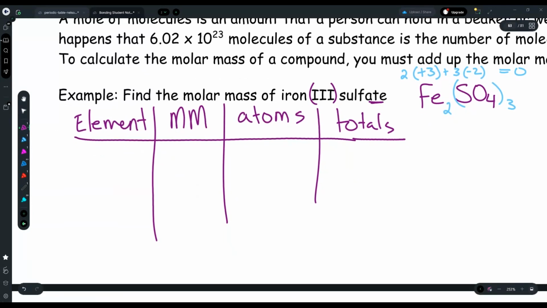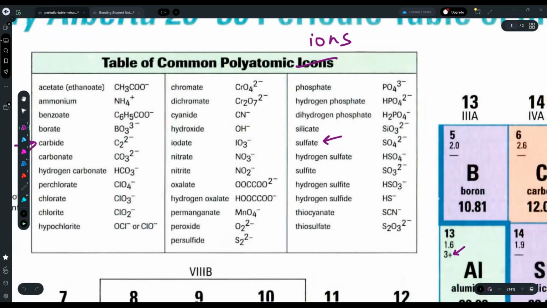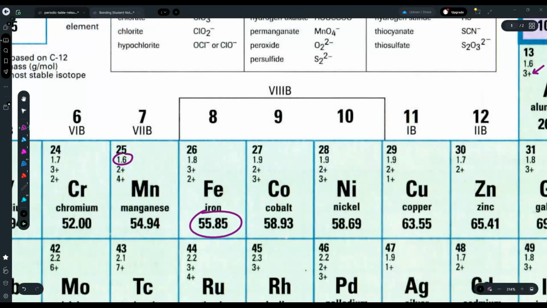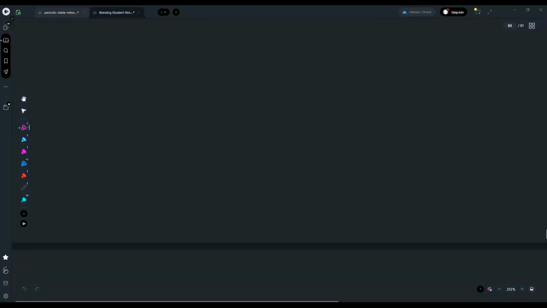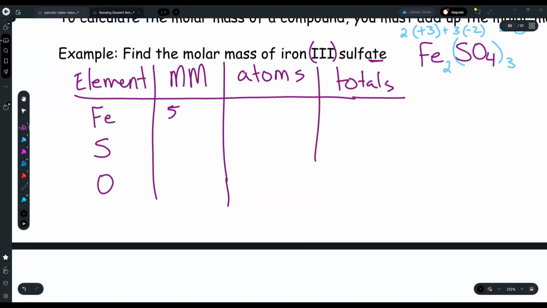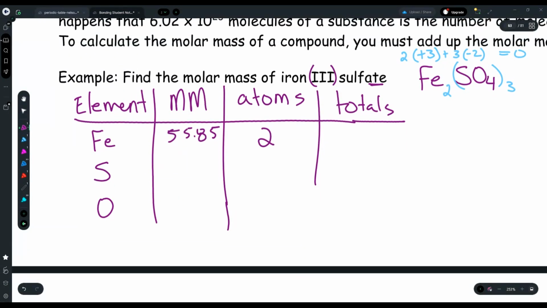So looking at my chemical formula over here, we have iron, we have sulfur, and we have oxygen. For iron, the molar mass of iron, let's find that, is going to be 55.85. And there are 2 atoms of it. What we're going to be doing with these numbers is multiplying them. So 2 times 55.85 is going to give us 111.7.